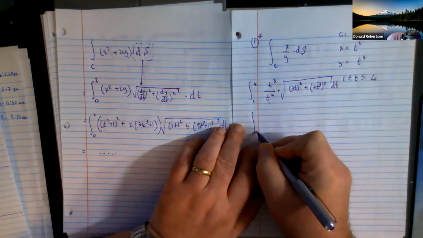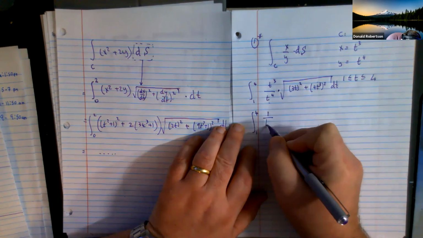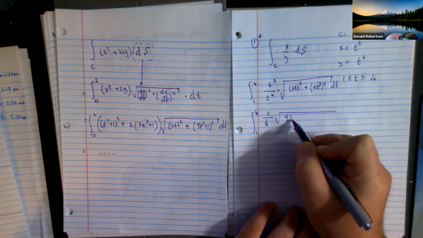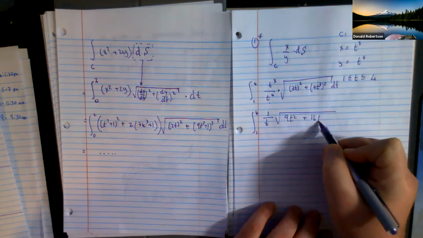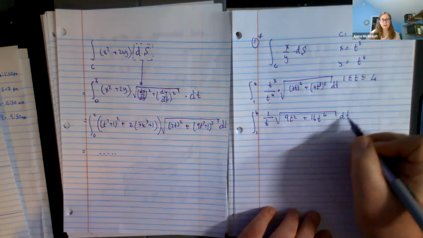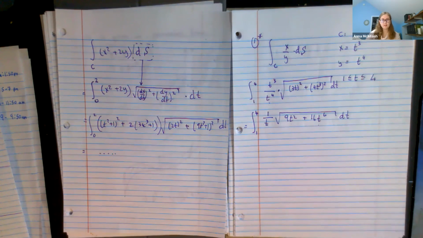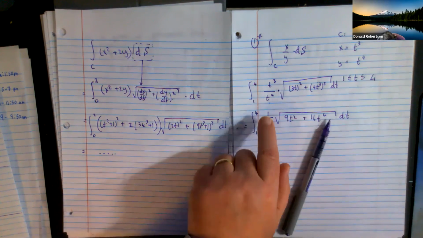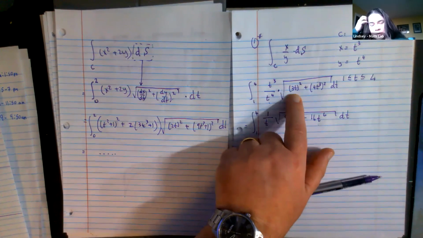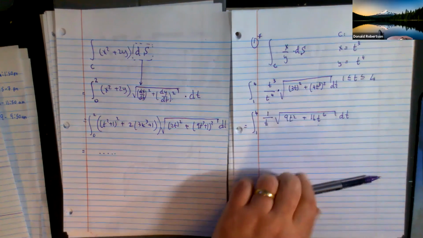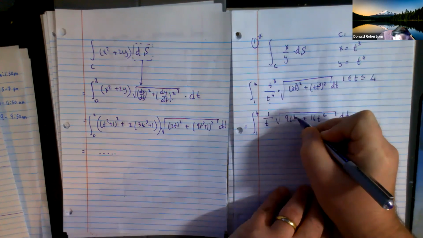That's going to be the integral from 1 to 4, 1 over t. This fella is what, 9t squared, and this guy is 16t to the 6. Professor, I think you forgot the squared on the 3t on the line before. Oh, yeah, the partial derivative of x with respect to t would be 3t squared. Oh, I gotcha. I forgot a square here. Thank you. Okay.